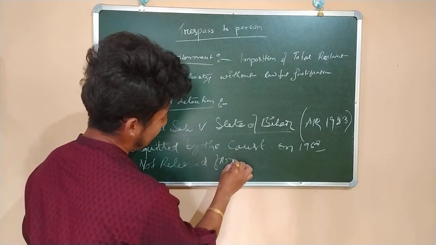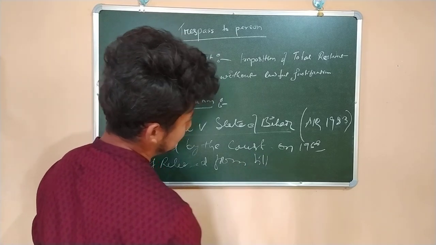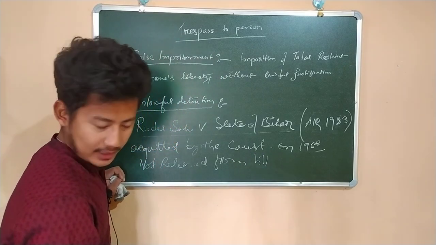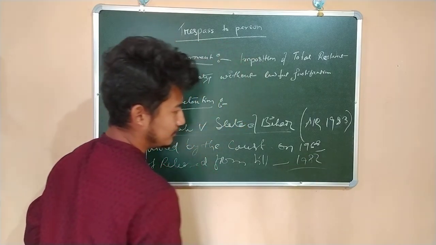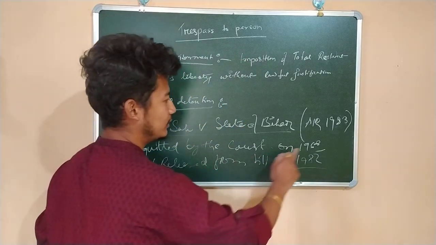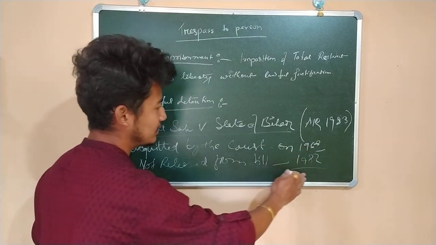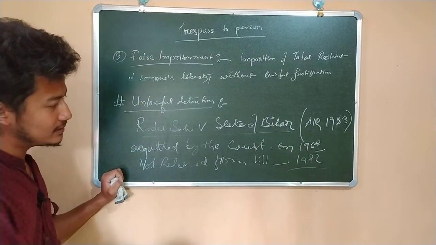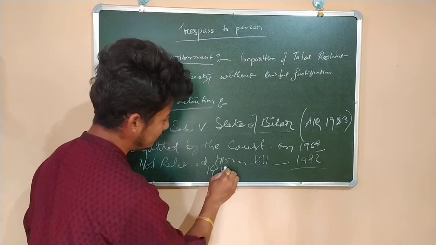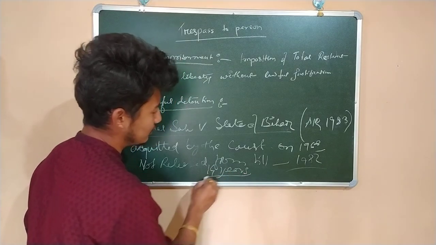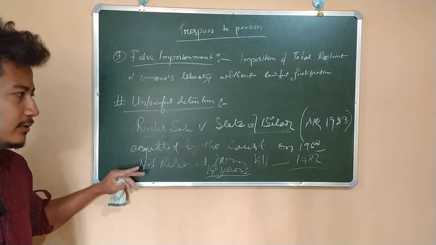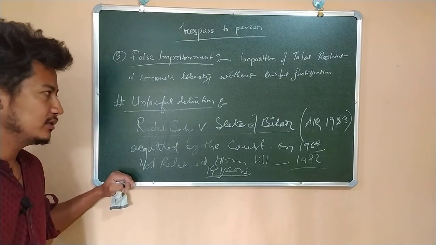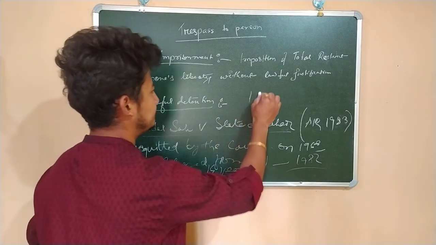Released from jail till 1982 by the police official. So he was acquitted by the court in 1968, but still he was kept in the jail till 1982. So he was kept in the jail for 14 years more. Then the petitioner filed a writ petition of habeas corpus.